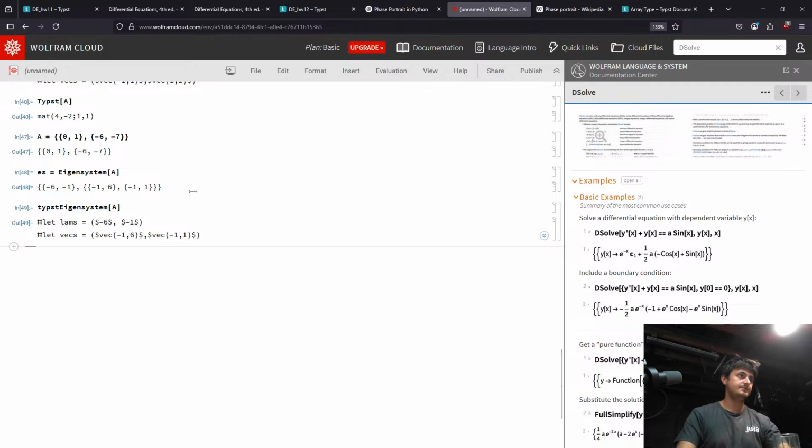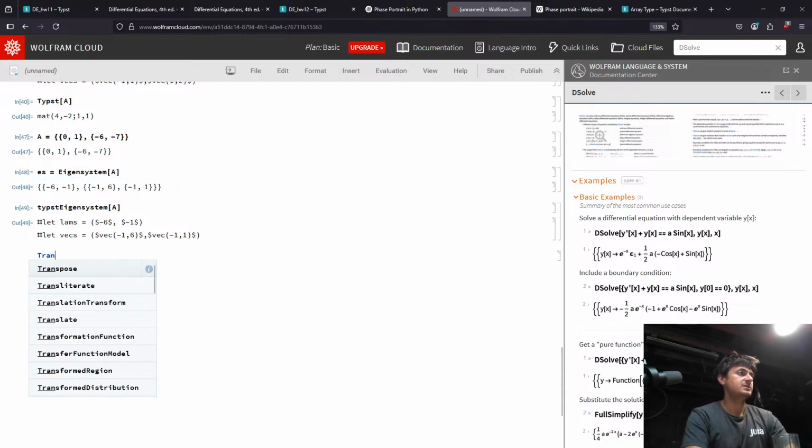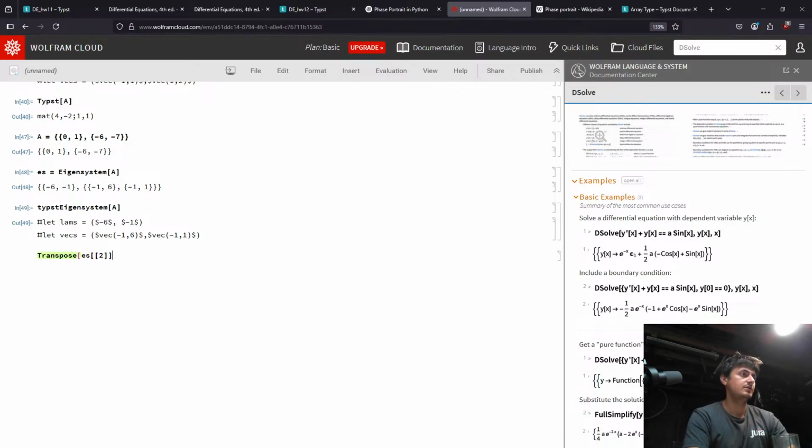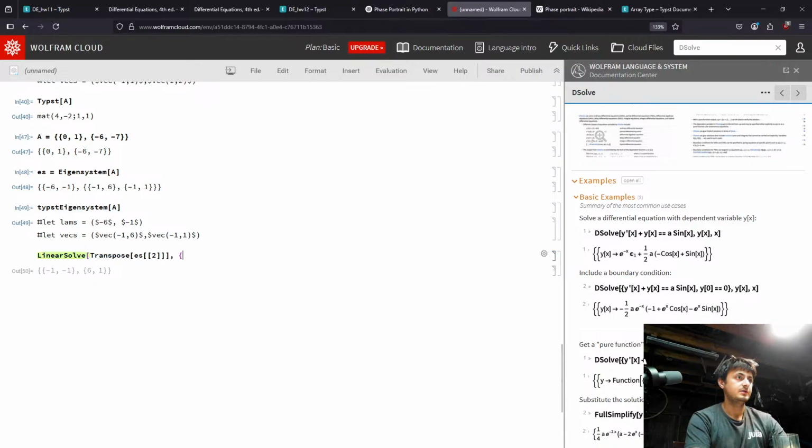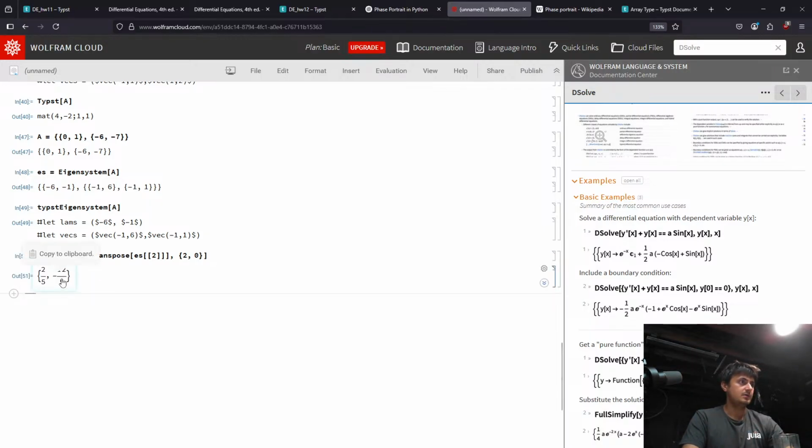Okay, so then we can just use linear solve. All right, so we need to take the transpose of ES2, okay? And this is our matrix. And then we want to do linear solve of this with 2 0, because that's our initial condition. So then we get this. And we can just pipe that to Typst.